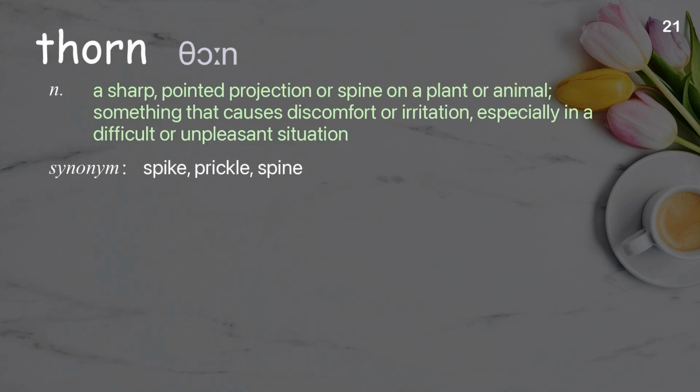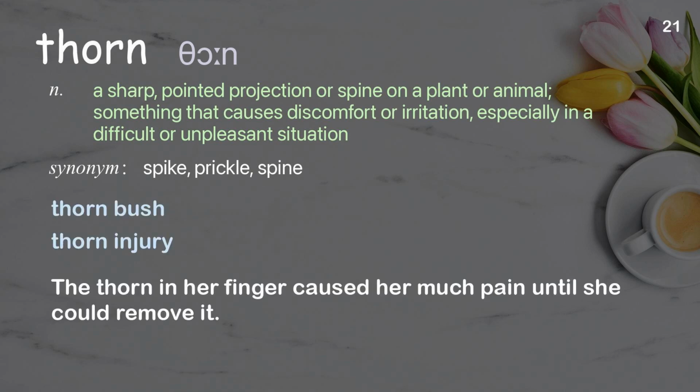Thorn. A sharp, pointed projection or spine on a plant or animal, something that causes discomfort or irritation, especially in a difficult or unpleasant situation. Examples: Thorn bush. Thorn injury. The thorn in her finger caused her much pain until she could remove it.